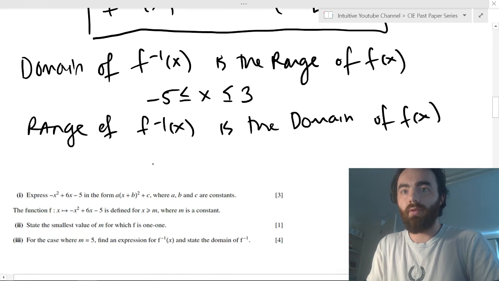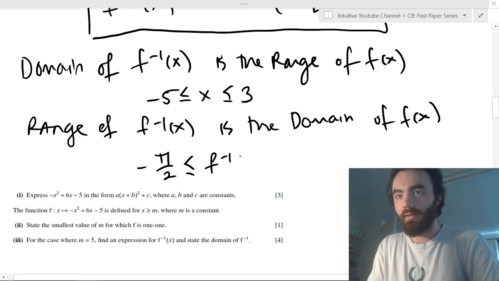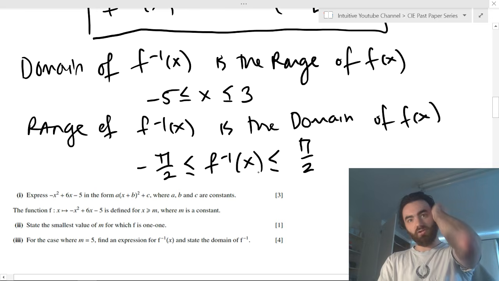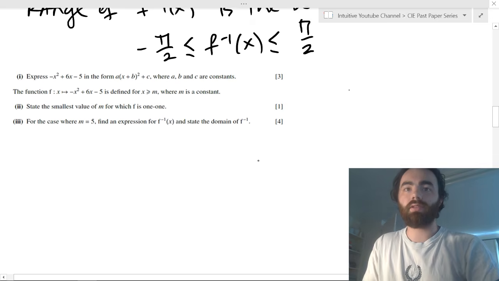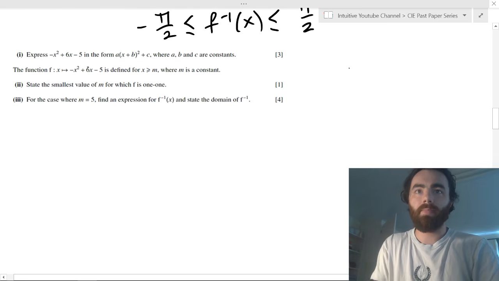So that means that the range of our inverse of f of x goes from -pi/2 to 2. So that's your answer. Okay, cool. Let's just move on to the next one.